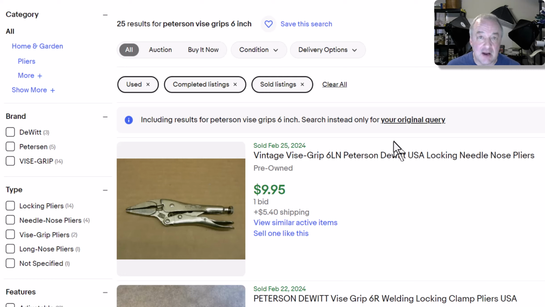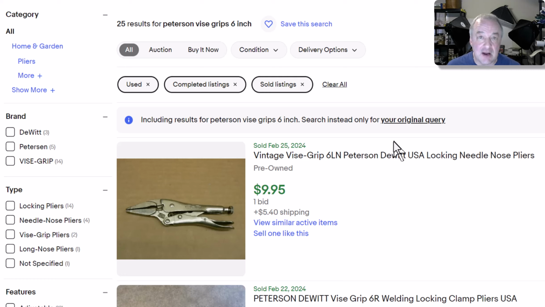Now, Peterson made a lot of vice grips. I happen to know a lot about vice grips because a neighbor of our elderly neighbor had me sell about 100 vice grips recently, all different sizes and shapes. I sold them individually for the most part. And so a 6-inch pair of vice grips might be the C-clamps, or they might be the alligator.